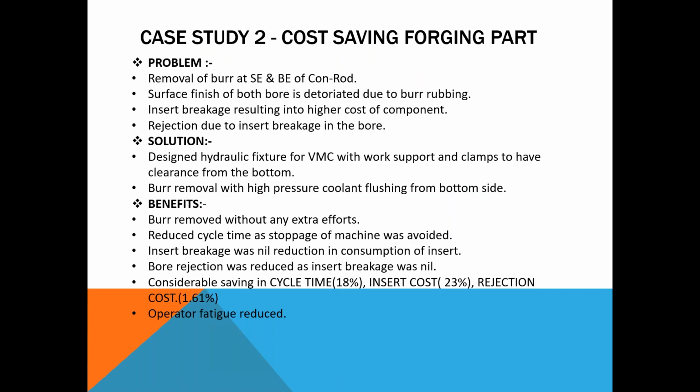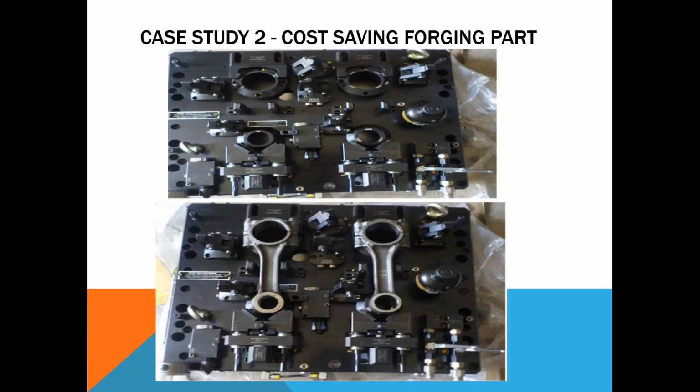Benefits are burr can be removed without any extra efforts. Downtime is reduced because there is no stoppage. The cycle time is reduced. Insert breakage is nil. Bore rejection was reduced as insert breakage was nil. There was a considerable saving in cycle time, 18%, insert cost 23% reduction, and rejection cost 1.61%. And the main thing was operator fatigue, because that fellow said, I don't want to work because here removing the burr takes a lot of time, sir. I cannot give you the productivity figure, but the productivity was also increasing.